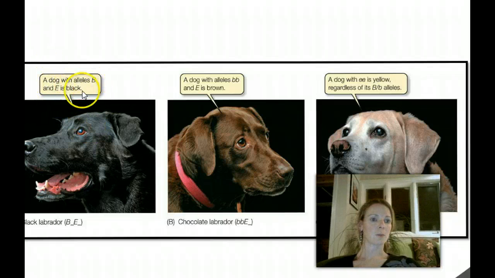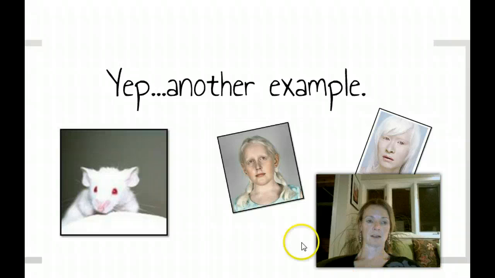So a dog with alleles B and E is black. Interesting. A dog with alleles little b and E is brown. And a dog with little e is yellow, regardless of whether it's big B or little b. So the yellow lab is showing that this little e is masking any of the other traits that dog has. So it's going to be yellow no matter what. Maybe it has a big B, maybe it has a little b. So it has some of these traits that make these labs black and brown, but because it's little e, it masks everything.